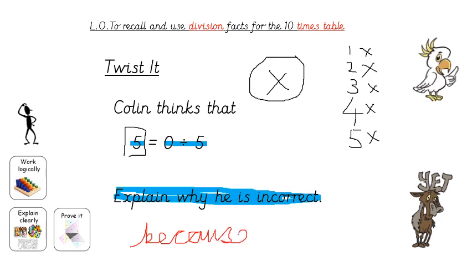So you're going to write Colin is wrong because, and I'll write the word because here. Very tricky. And then I'm going to put dot, dot, dot, and you're going to write, and make sure you write the right number sentence. This is not the right number sentence. Make sure you write at the end the right number sentence so I know that you have got it. So pause the video now and do your twist it.